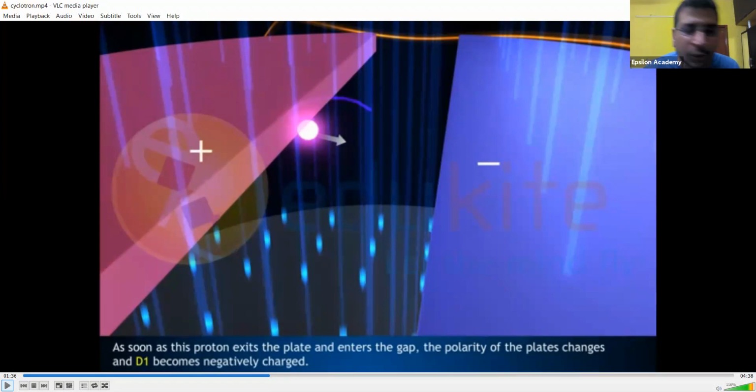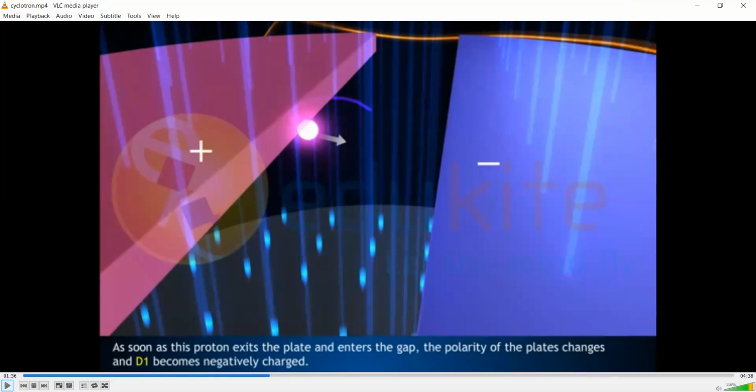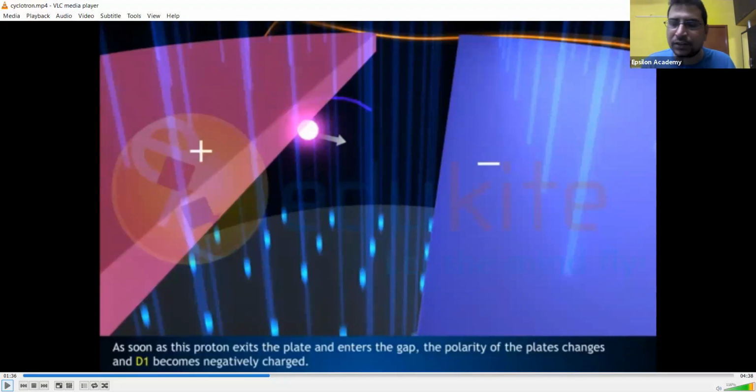Can you go and revisit your notes and tell me what is going to be the radius of the circular path? Sir, mv by qB. M into V divided by qB. So can I say radius is proportional to velocity? So now since after half a revolution the velocity has increased, the radius of the circular path will also increase. Look at the way it is going to move.